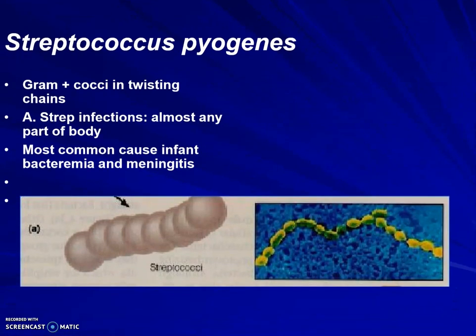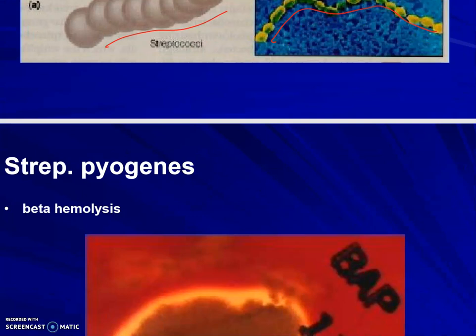Okay, moving on to the next pathogen, that would be Streptococcus pyogenes. Strepto means in chains, still a coccus, so we are dealing here with gram-positive cocci in twisting chains. And you have some examples right here. You can see the twisting chains. Here's another diagram. Strep is kind of similar to staph infection. Almost any part of the body can be infected, and it's the most common cause of infant bacteremia, meaning bacteria in the blood, and infant meningitis.